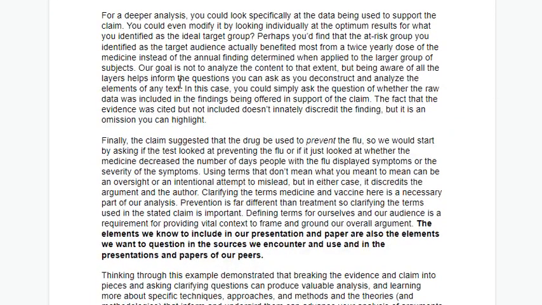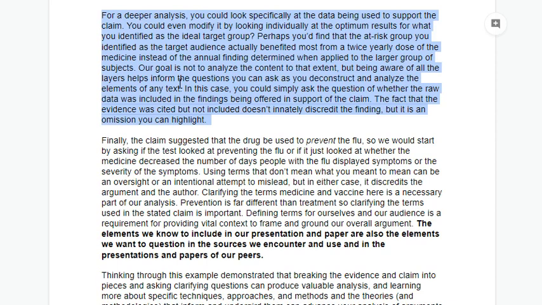For a deeper analysis, you could look specifically at the data being used to support the claim. You could even modify it by looking individually at the optimum results for what you identified as the ideal target group. Perhaps you'd find that the at-risk group you identified as the target audience actually benefited most from a twice-yearly dose of the medicine instead of the annual finding determined when applied to the larger group of subjects.